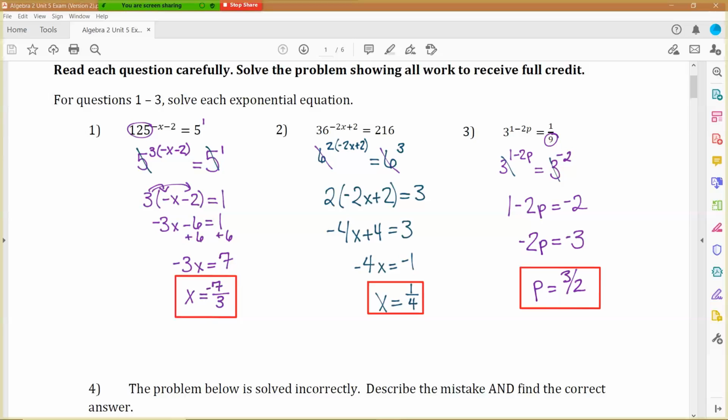So all 3 of these on your test are worth 2 points apiece. 1 point for rewriting it, 1 point for solving it correctly. Questions on these?